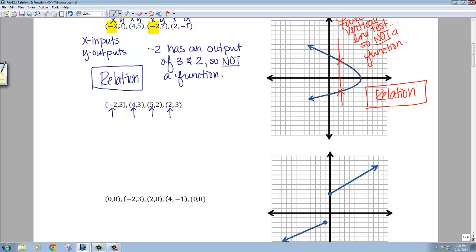Now, if you notice, some of them have the same output. That's completely fine. We don't care if they all have the same output. The only thing that we care about is they have exactly one output. In other words, -2 goes to only 3, 4 goes to only 3, 5 goes to only 2, and 2 goes to only 3. Doesn't matter that several of them go to 3 as long as they're only going to one number. So I'm just going to put here each input has one output. So that means that this is a function.